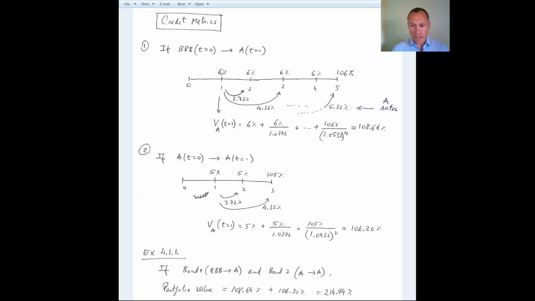So the value will be 6%, this coupon, plus this coupon discounted at 3.72%. What was this 3.72%? It was the forward rate computed here at time 0 for the period between 1 and 2 for the A rating category. Plus this 6% discounted at 4.32% for 2 years, and so on until the end. The last cash flow is discounted at the forward rate for the A category, which was 5.32% in the table in the previous notes. So the value that the bond will have in that case is this one here, 108.64.